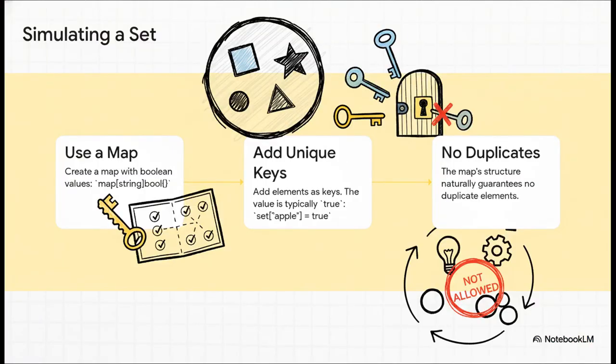So check this out. Go doesn't actually have a built-in set type. Instead, we pull off this really cool trick using a map. We create a map where the values are just booleans, true or false. The value doesn't really matter, we're just using it as a placeholder. What we care about are the keys, and since a map, by its very nature, can't have duplicate keys, it automatically gives us a set. How clever is that?